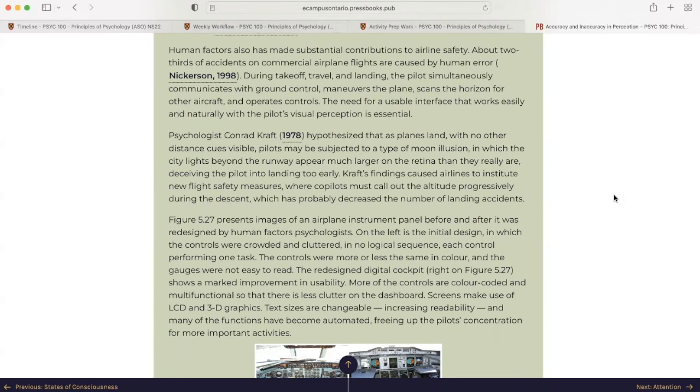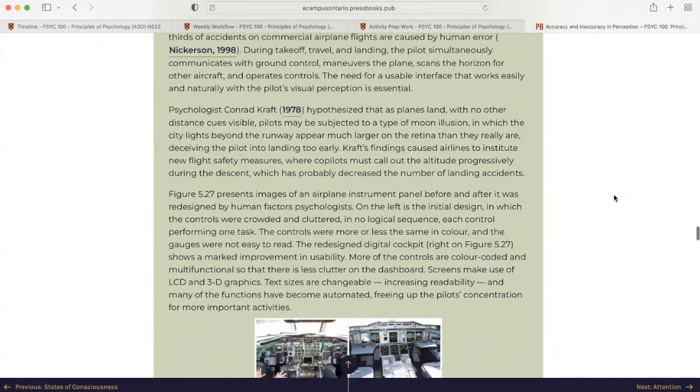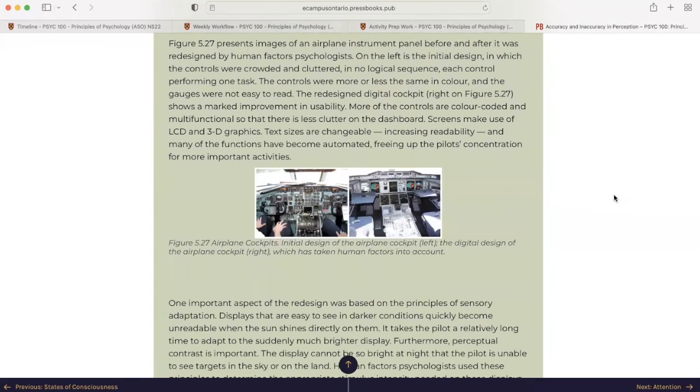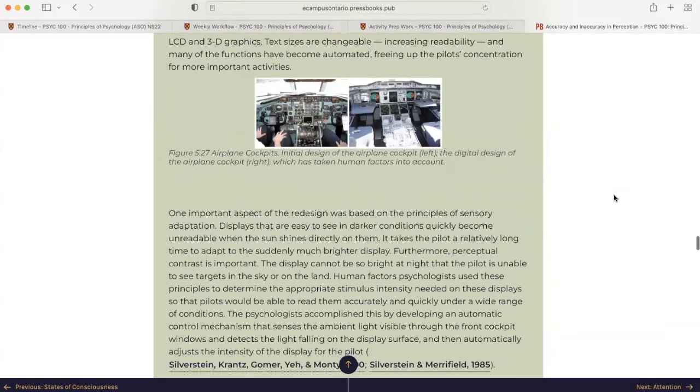Psychologist Conrad Kraft hypothesized that as planes land with no other distant cues visible, pilots may be subjected to a type of moon illusion, in which the city lights beyond the runway appear much larger on the retina than they really are, deceiving the pilot into landing too early. Kraft's finding caused airlines to institute new flight safety measures, where co-pilots must call out the altitude progressively during the descent, which has probably decreased the number of landing accidents. Yeah, it's nice to have a co-pilot, isn't it? So airplane cockpits have gotten a lot more user-friendly as a result.